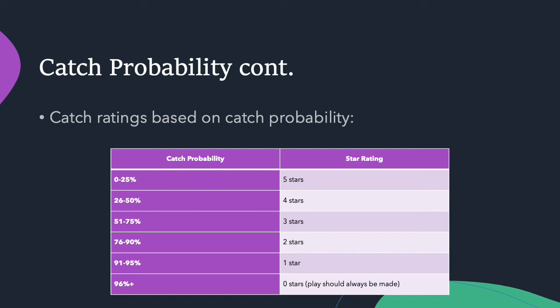As we continue, take a look at the table below. Statcast ranks every play made between 0 and 5 stars based on the associated catch probability. For example, a catch probability between 0 and 25% results in a 5-star play if the play is made. On the other end of it, anything over 96% receives a 0-star grade, as that play should always be made.